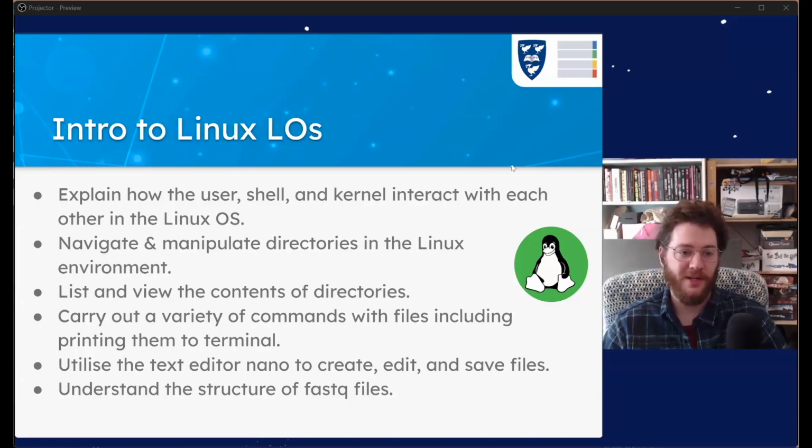Here are the learning outcomes I have. Explain how the user, shell, and kernel interact with each other in the Linux OS. Navigate and manipulate directories in the Linux environment. List and view the contents of directories. Carry out a variety of commands with files, including printing them to the terminal. Utilize the text editor Nano to create, edit, and save files. And then understand the structure of FASTQ files.